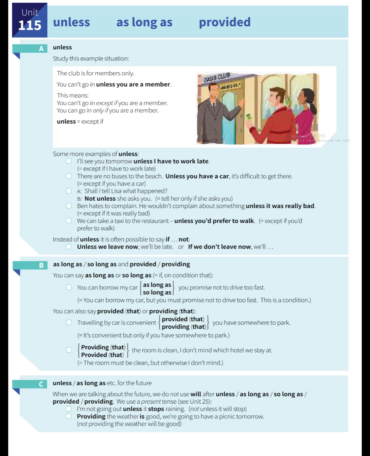So we're saying something has to happen first, which is you being a member before you go in. So if you are not a member, you cannot go in. So that's the structure, or that's how we use unless. We say something has to happen first, unless the other one happens. So you have to be a member before you can get into the club, because the club is a strictly members only club.